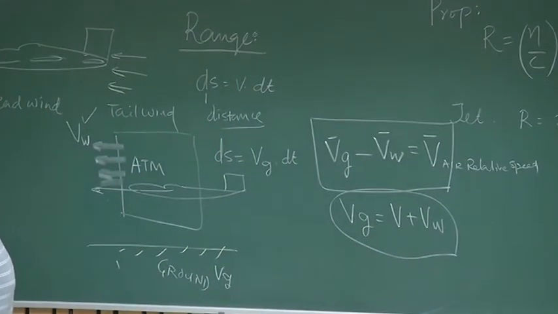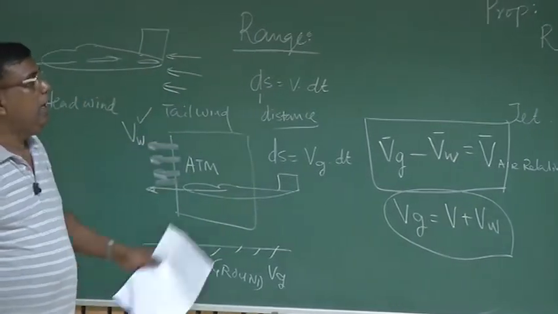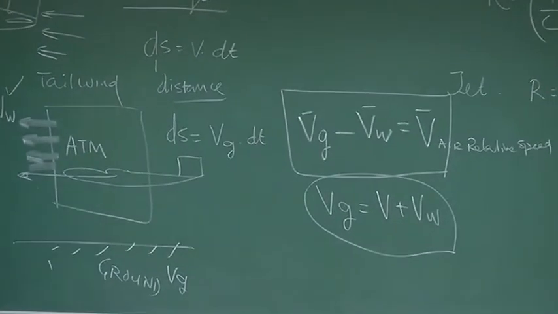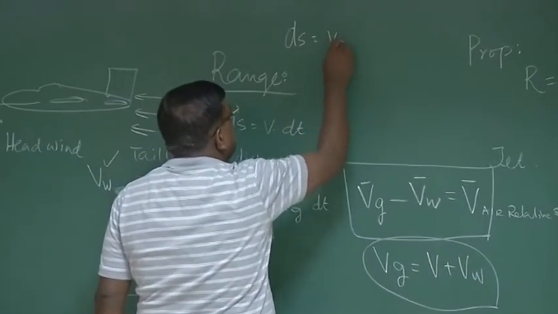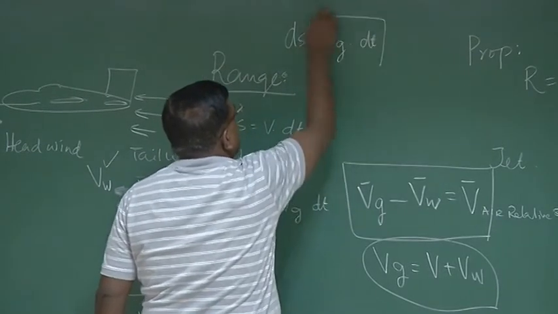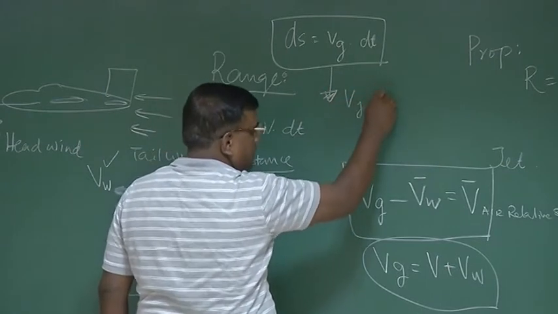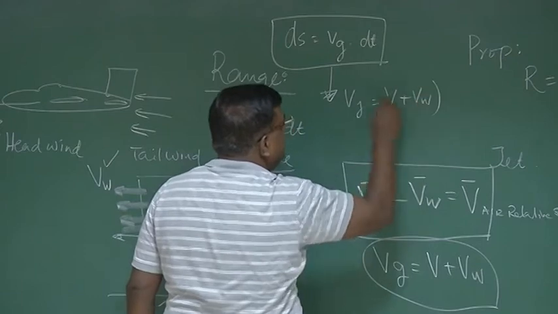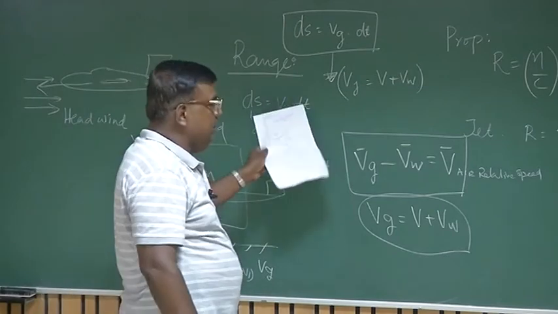Correct? So when I come back to this equation, ds equal to V into dt, I know that V has to be V ground, or V with respect to the ground, and it was equal to the air relative speed when there was no atmospheric wind. But now if there is atmospheric wind, I have to write ds as Vg dot dt. This is the correction. Correction means you have to modify your equation, where Vg is V plus Vw. This is clear? Okay, this is at a fundamental level.